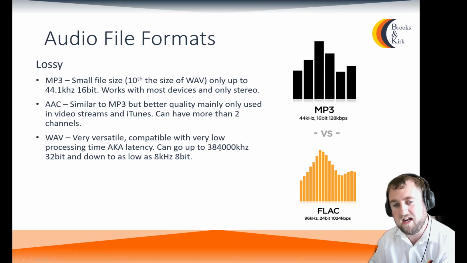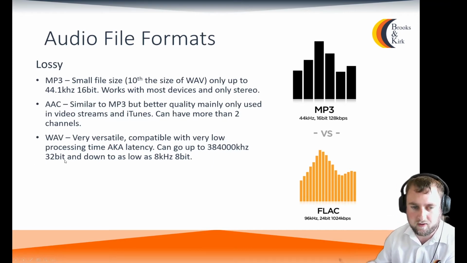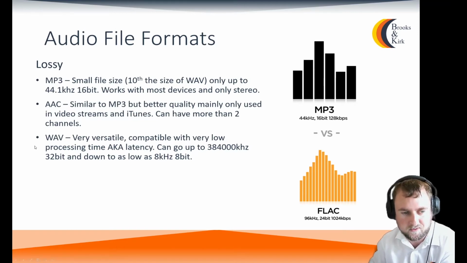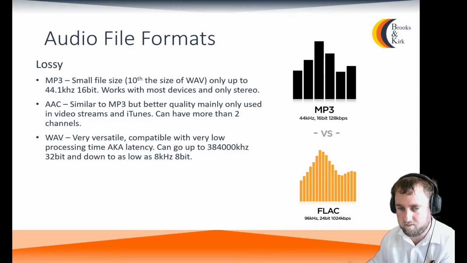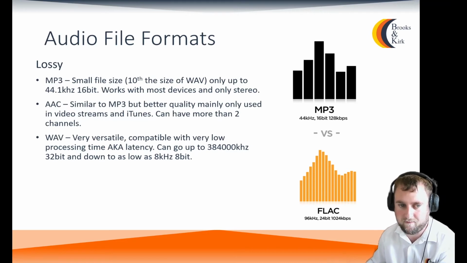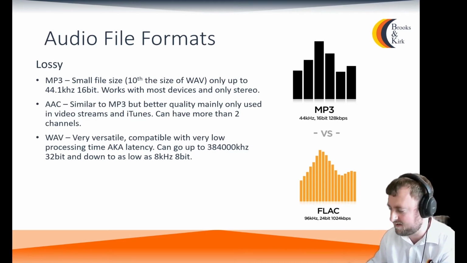You can go up to a really high sample rate, so really good quality, and high bit depth, so you've got the variety of volumes, so you can have lots of high volume and low volume and still be able to tell the difference. That's what bit depth helps you with. And it can go as low as really low quality, 8 kilohertz 8-bit, which is your phone call sort of quality. SIP phones tend to use really low quality WAV files just because it's quick to process.